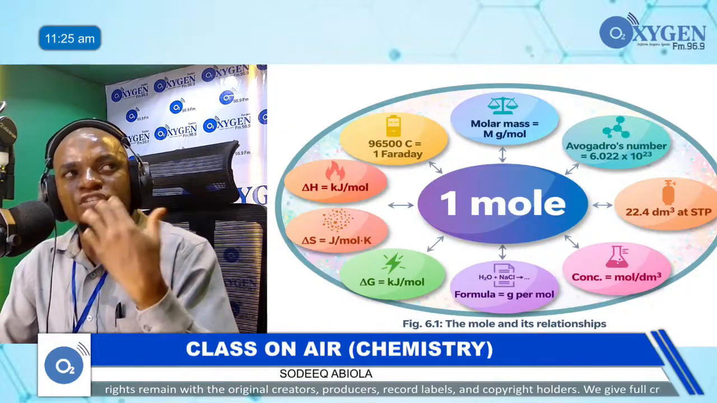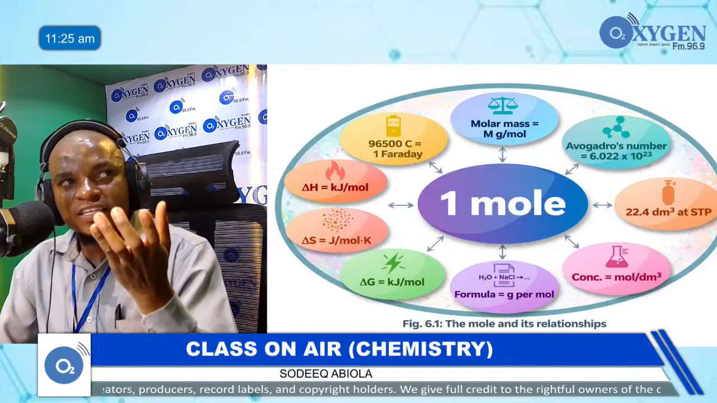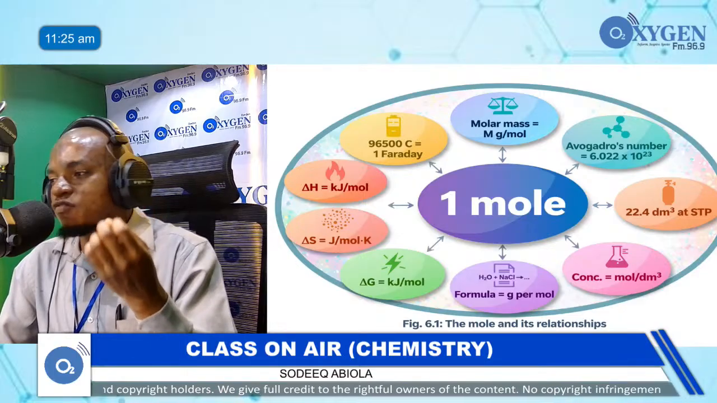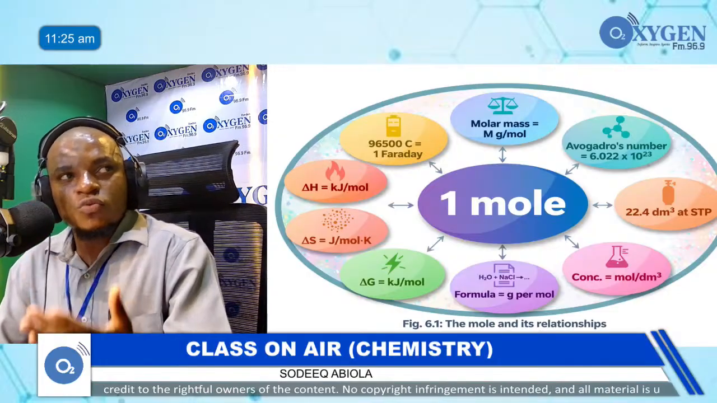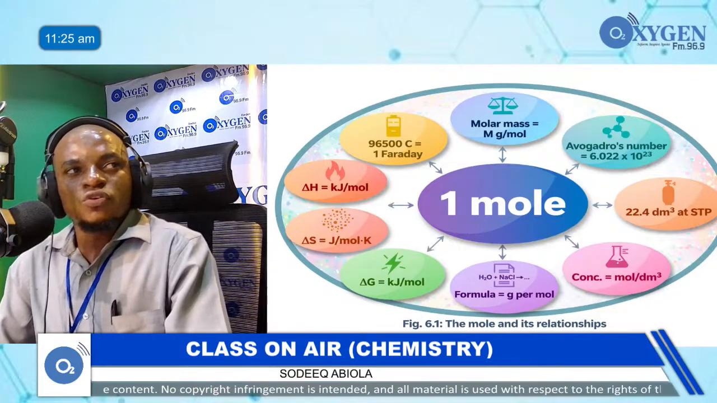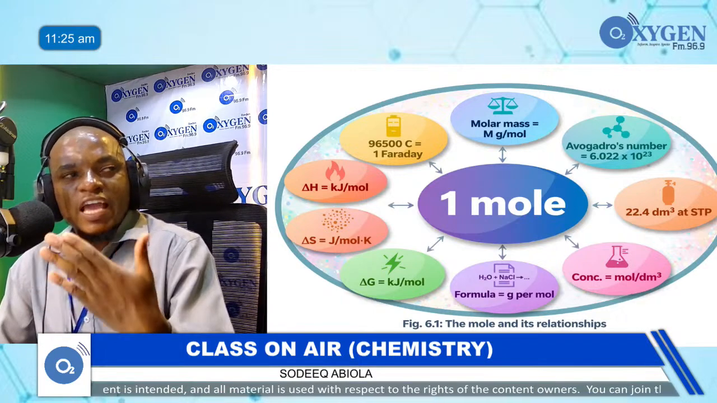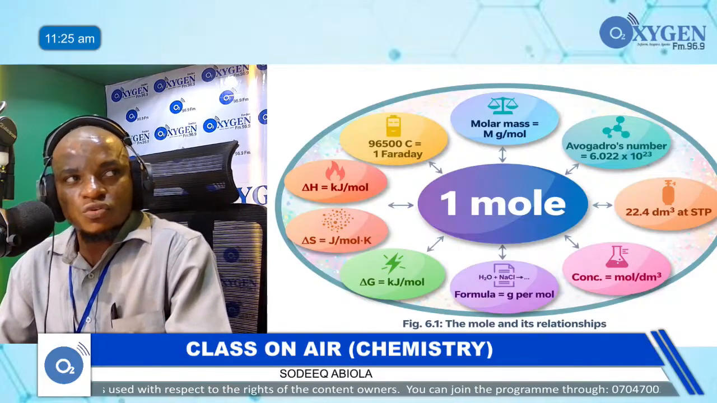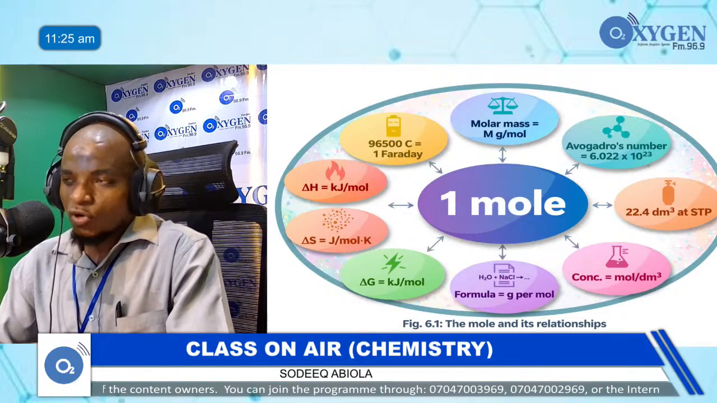Also, 1 mole is equivalent to what we call the Faraday, so it also has a relationship with Faraday. Also in gas laws, 1 mole has a relationship with what we call the molar volume of gases, which is 22.4 dm cube at STP. Also, 1 mole is equivalent to what we call Avogadro's number. So this shows that the mole is very, very important. It also has a relationship with enthalpy change, entropy change, change in free energy, and so on and so forth. So that is just about the mole.